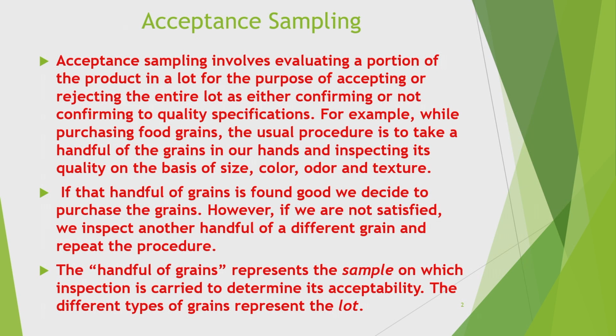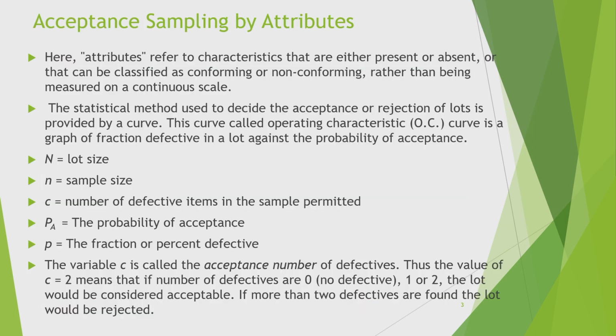Maybe we have 4 farmers and they have brought food grain to you. You take one handful of grain from each farmer's bag and see the quality. Each farmer's bag is called a lot, and you take the sample out of that, and based on the sample you take a decision. Now there are 2 types of acceptance sampling. One is acceptance sampling by attributes, and the other is acceptance sampling by variables. Let us first discuss acceptance sampling by attributes.